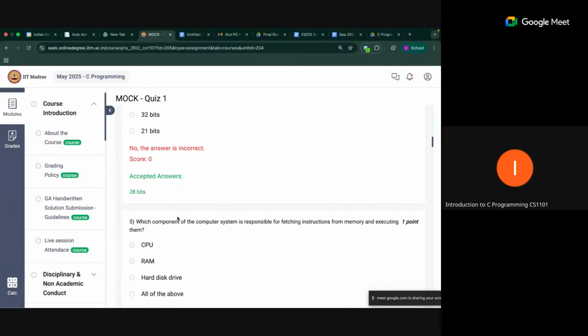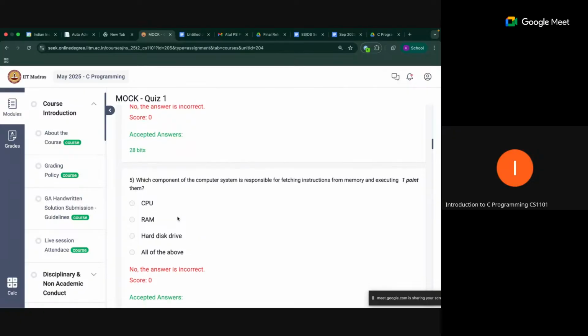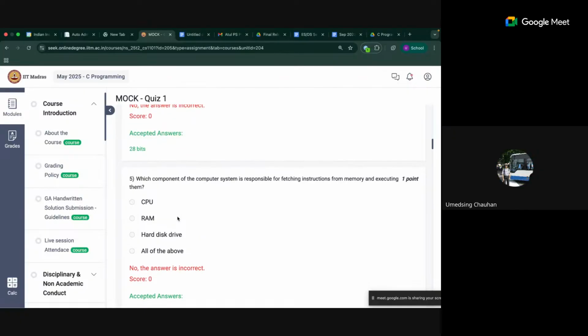All right. Which component of the computer system is responsible for fetching the instruction from the memory and executing it? Which fetches from memory and executes, people? CPU. CPU.